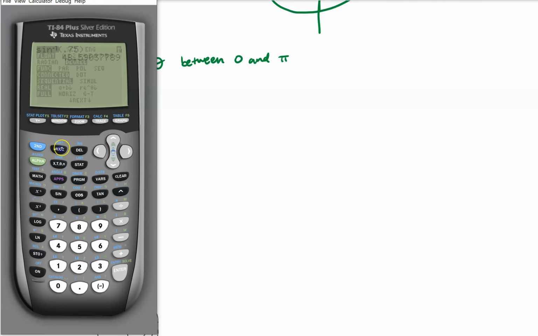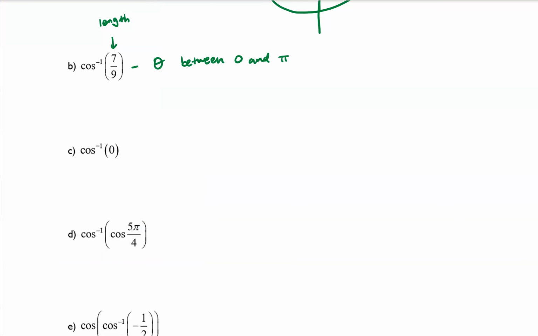And I'm making sure I'm in degrees, and then I'm going to press second cosine to get the cosine inverse there, and then 7 divided by 9. And so that is about 38.94 degrees, which does fall between 0 and pi, so equals 38.94 degrees, and I'm going to go ahead and box that as my final answer.